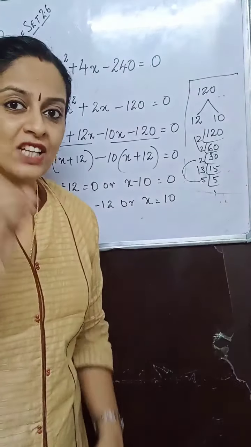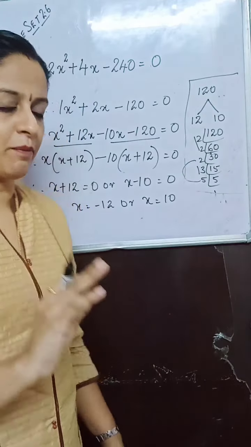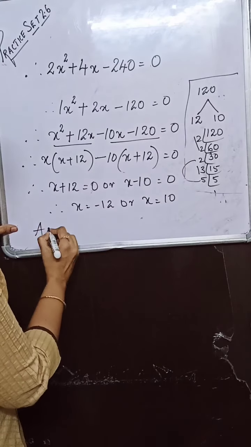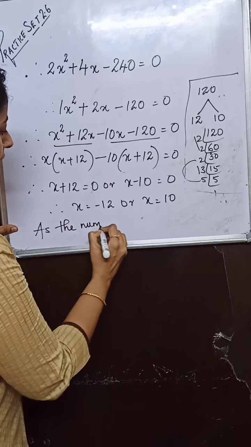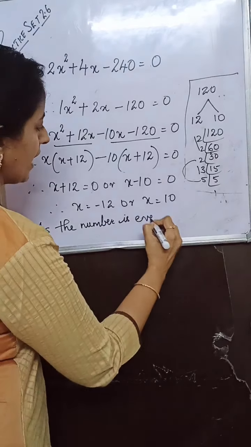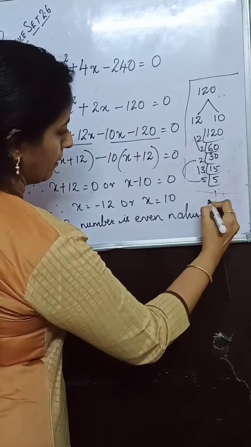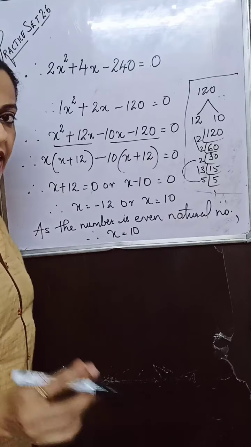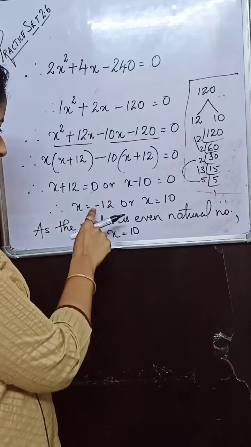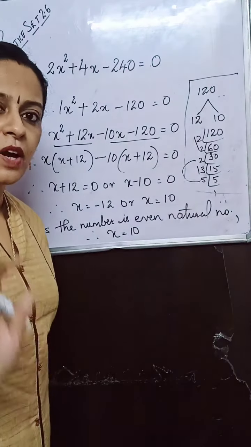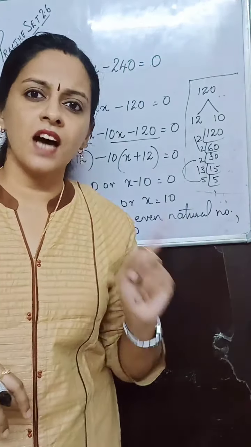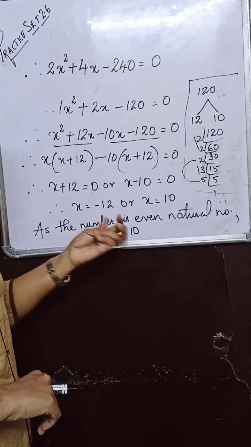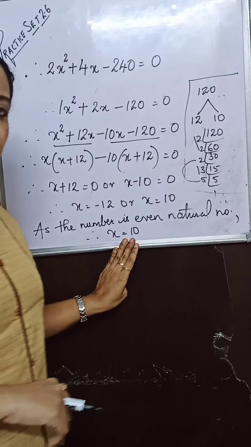Now they have given natural numbers, even natural numbers. So you can't take minus 12. As the number is even natural number, therefore x equal to 10. You will take the value as x is equal to 10. X equal to minus 12 you will not take, because in the condition it is given that the numbers are even natural numbers. So even natural numbers means obviously it should be a positive number. So negative number we will not take. So our value for x is 10.